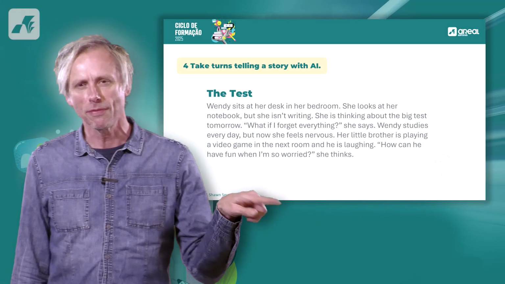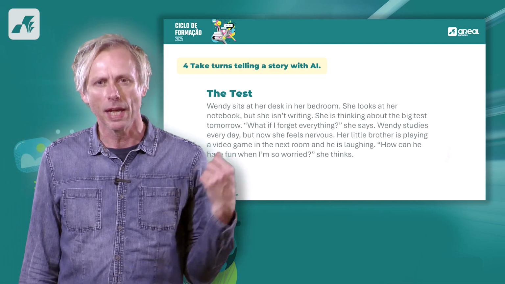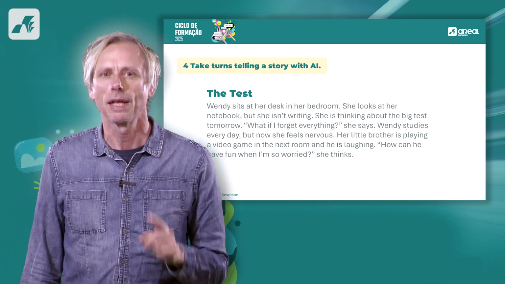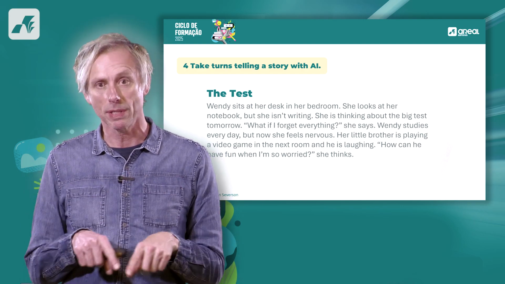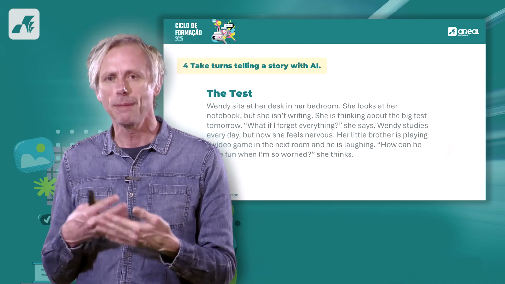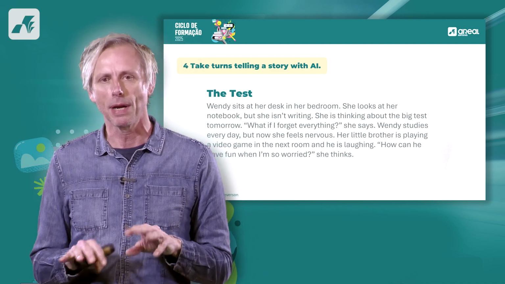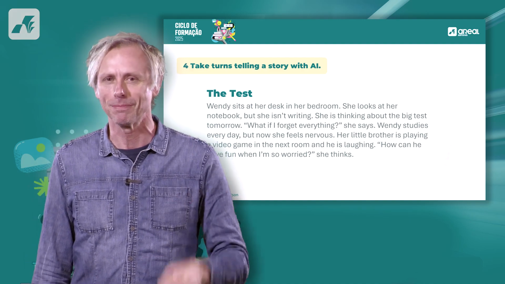Is she going to go down and turn off the electricity? Is she going to tell her parents? Is she going to go over and hit her brother? What's she going to do? It's for you to decide, and what we're going to do now is have you decide what comes next. And ideally, what we would do then is keep this story, and you would type it up and put it into AI. So let's see, 2 minutes.